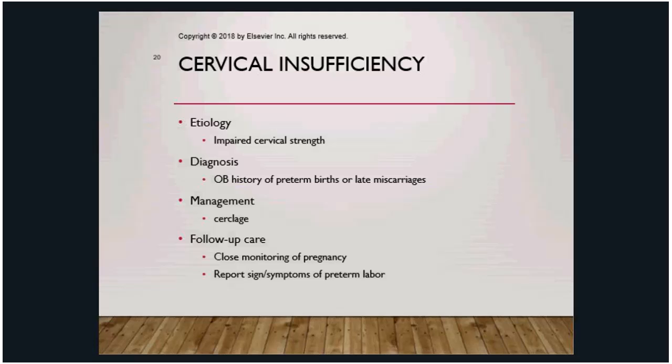Cervical insufficiency is due to impaired cervical strength. The diagnosis is an OB history of preterm births or late miscarriages. Usually management is done by cerclage, where they put a stitch in the cervix until they get close enough to where the baby would be viable, preferably 37 weeks. Follow-up care, they're closely monitored. They have to report signs and symptoms of preterm labor. Sometimes they are put on bed rest.